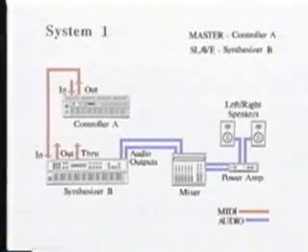In this example, Controller A sends data to Synth B, so connect A's MIDI out to B's MIDI in. To hear B's audio, connect its left and right audio outputs to inputs 1 and 2 on the mixer. The output from the mixer goes to the power amp, and the power amp goes to the speakers.